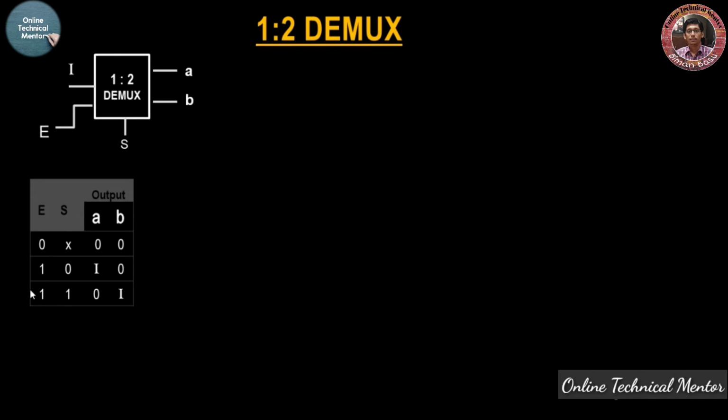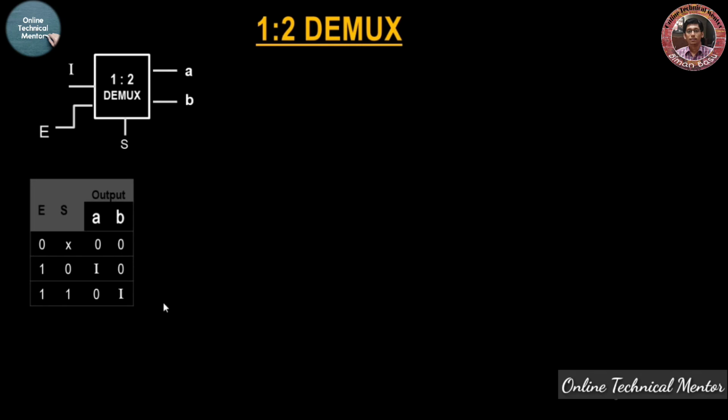Look at the last two rows. When E is 1 and S is 0, the data at the input I will now direct to the output A. That's why I have written I in the A column. At that time, B will remain in the 0 state. When S is 1, keeping the enable high, the data at the input I will now move to output B. That's why I have written I in the B column. So this will be your final truth table for the 1:2 DEMUX.